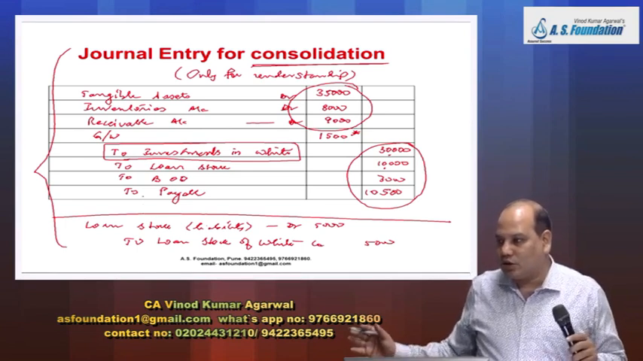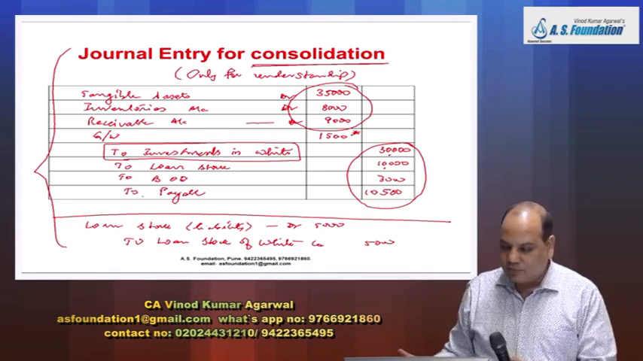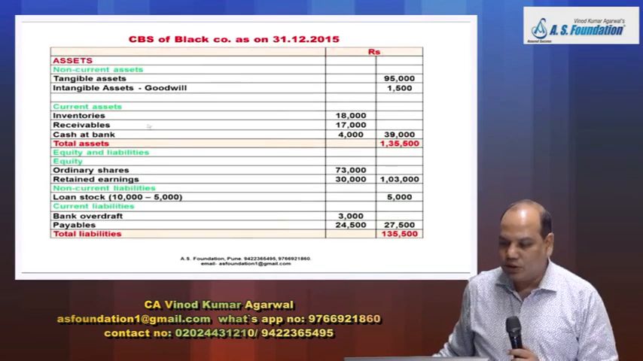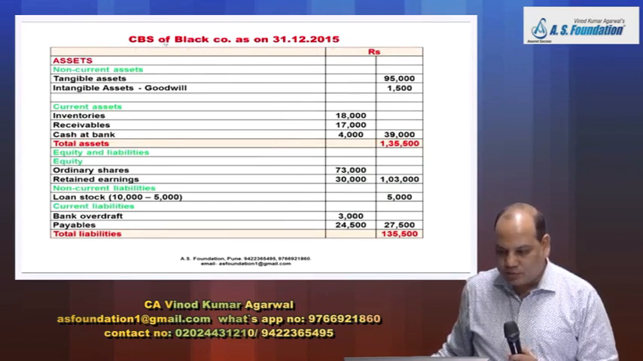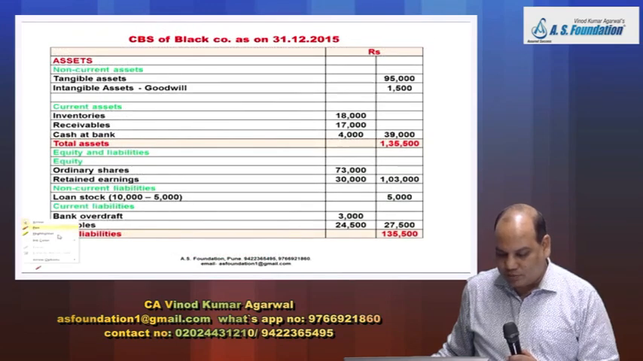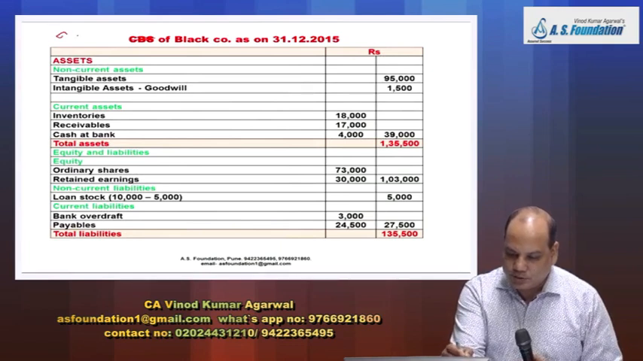This is only how the consolidation moves. So take the balance sheet of black, give the effect of this entry, and that gives you a new balance sheet, new SOFP. So write down CBS of, what is CBS? Consolidated balance sheet, or we will write SOFP, consolidated SOFP.